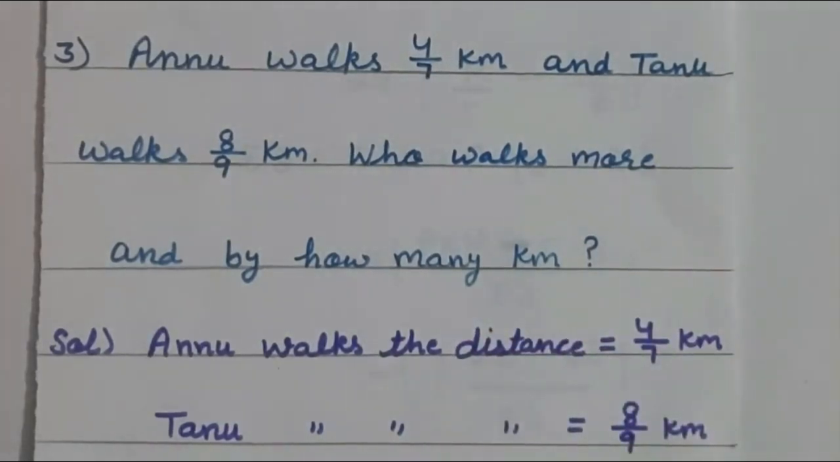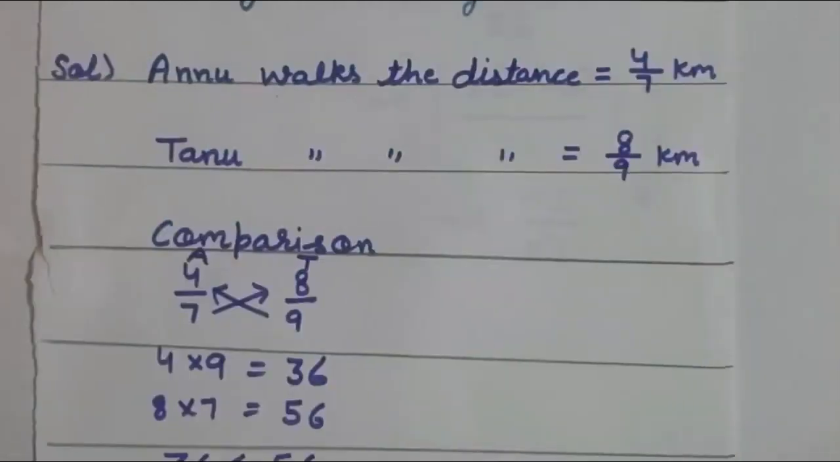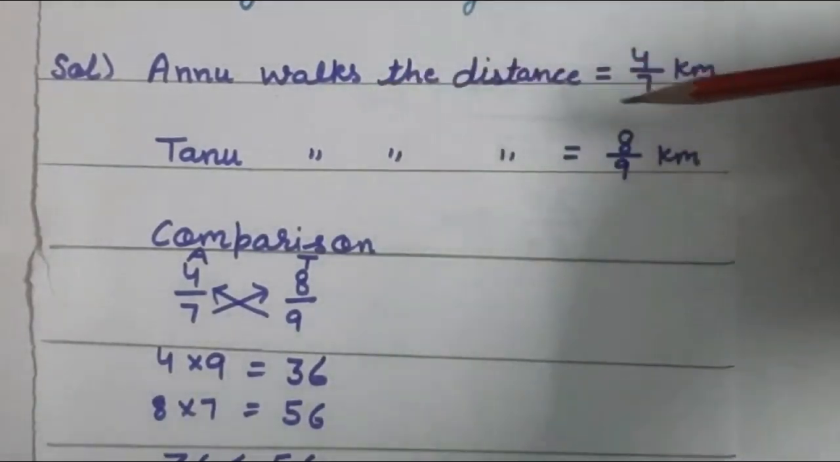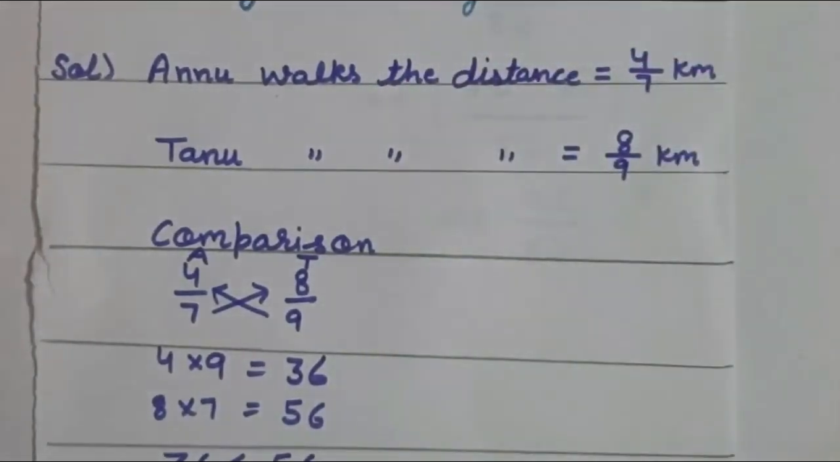Understood? So from this question it is clear that first of all we have to tell who walks more, which means comparison is there, and after that how much, then we will do subtraction. Okay, so let's start our solution. Anu walks the distance 4/7 kilometer. Tanu walks the distance, these are 2 marks, 8/9 kilometer.